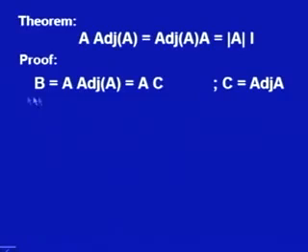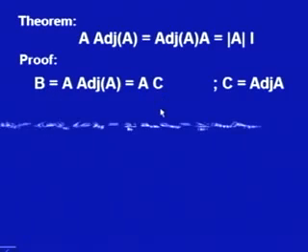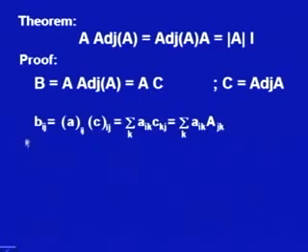For this purpose, let us consider the product B as A into adjoint of A. Now, I denote adjoint of A as C. So, this B is equal to AC. To calculate B is equal to AC, I have to calculate the elements of the matrix B, which is the product of these two matrices.